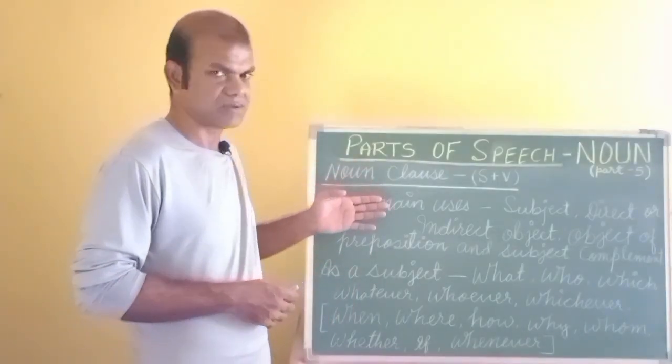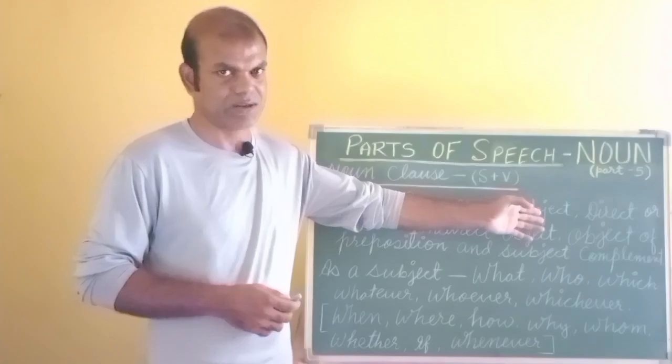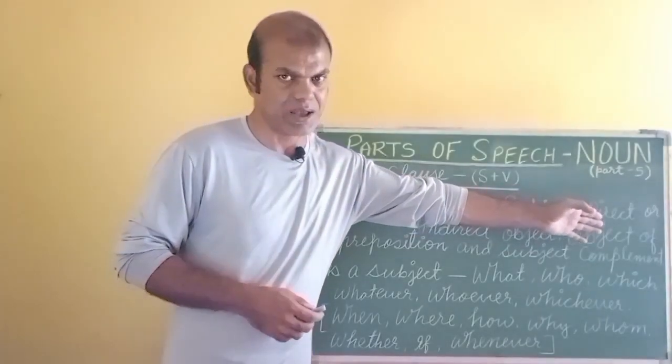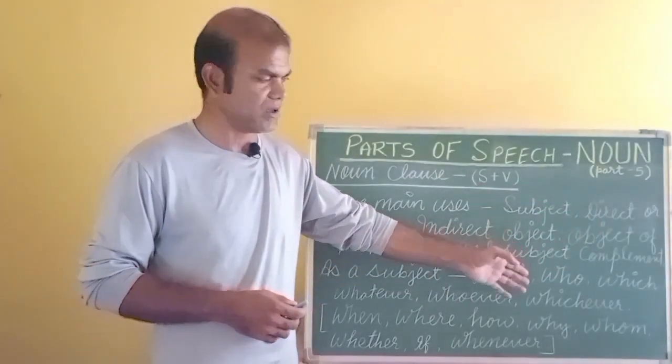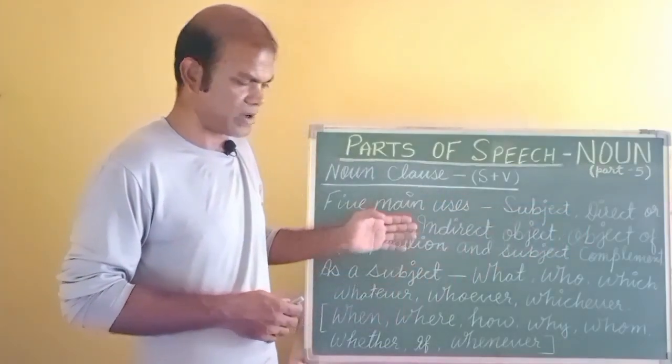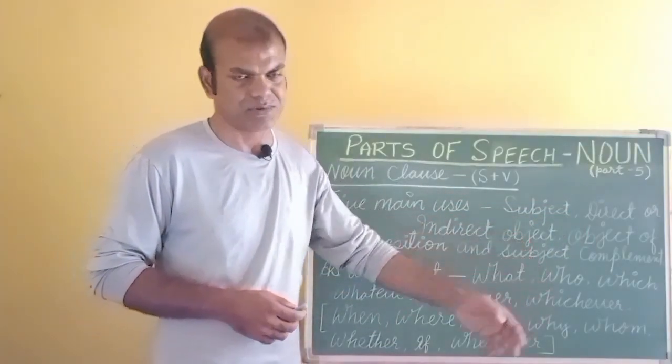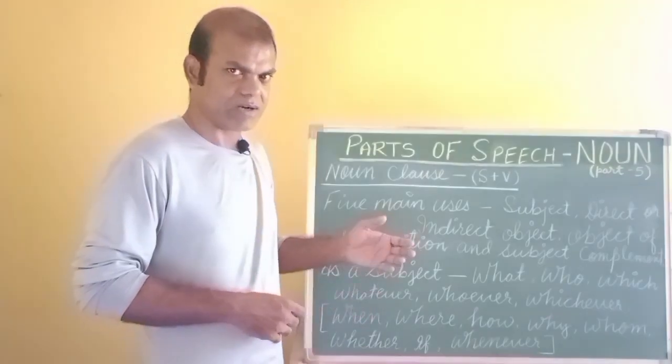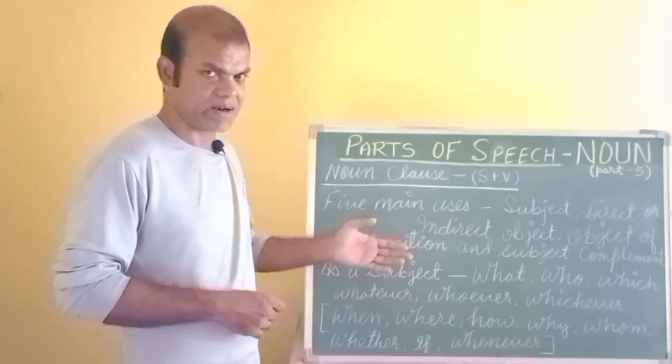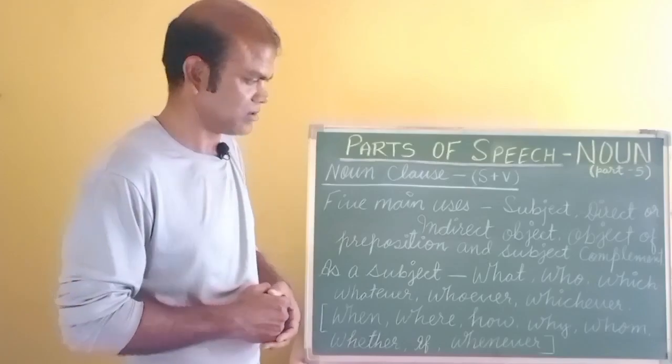Now a noun clause can function as a subject in a sentence. It can be the direct or indirect object, or the object of a preposition, and subject complement. We'll look at some examples to understand all these functions better in a moment.